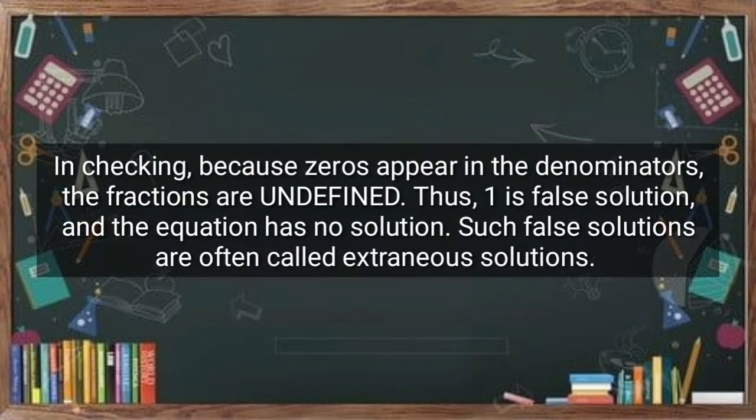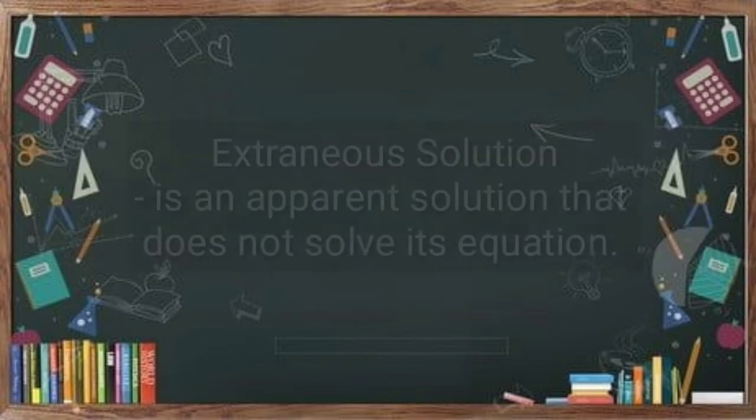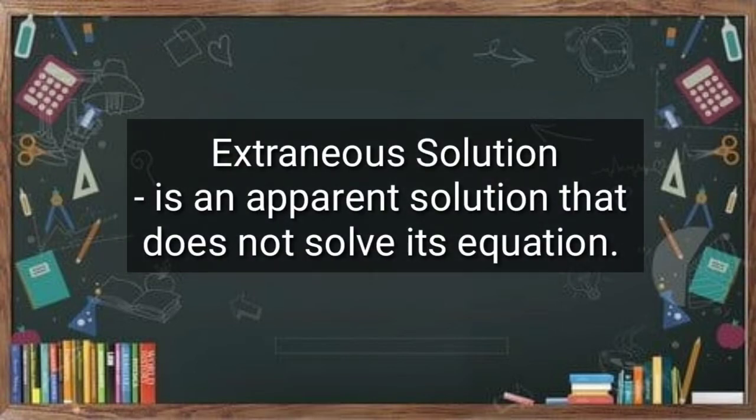Okay, so in checking, because zeros appear in the denominators, once we substitute the value of y equal to 1 to the original equation, the fractions are undefined. So thus, 1 is a false solution, and the equation has no solution. Such false solutions are often called extraneous solutions. So, an extraneous solution is an apparent solution that does not solve its equation. Meaning, once we substitute the value of y, which is equal to 1, to the original equation, we will be having an extraneous solution.